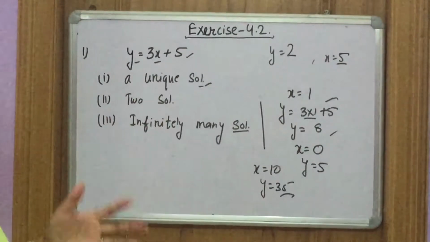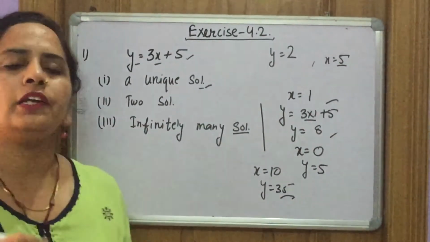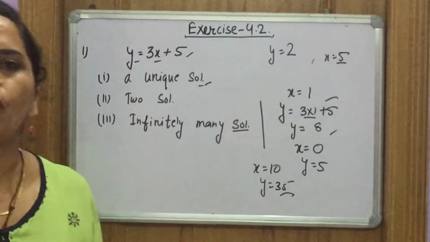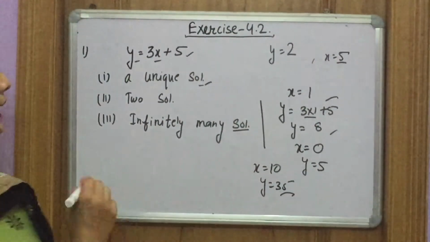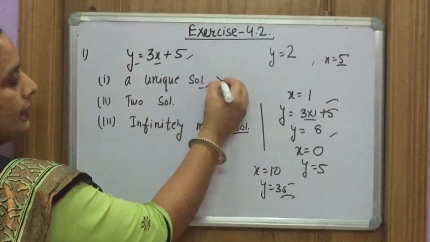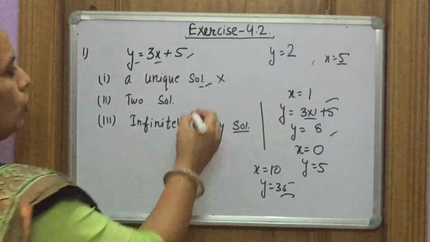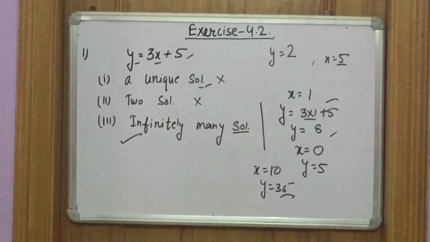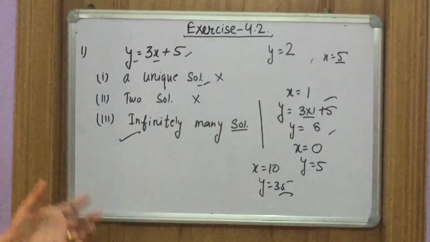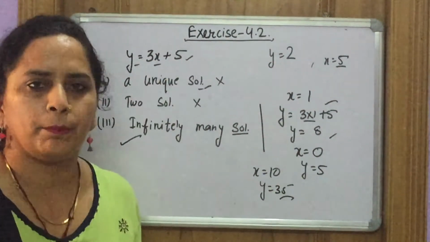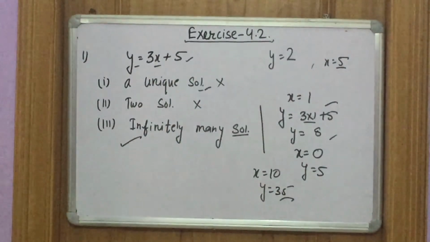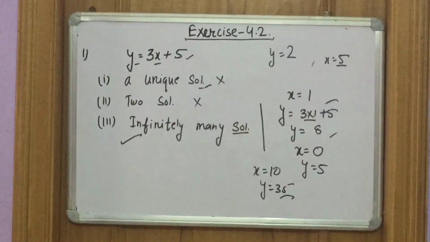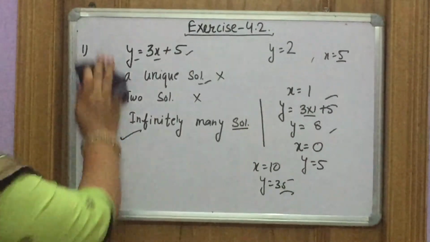So we can say if we put different values of x, then we will get different values of y. So there is no unique solution, no two solutions, it will have infinitely many solutions. So if an equation is in the form of two variables, then this equation will have infinitely many solutions. So this is our question number 1.